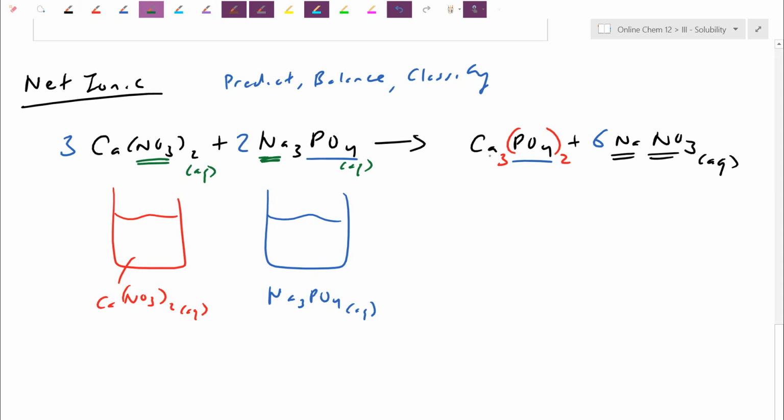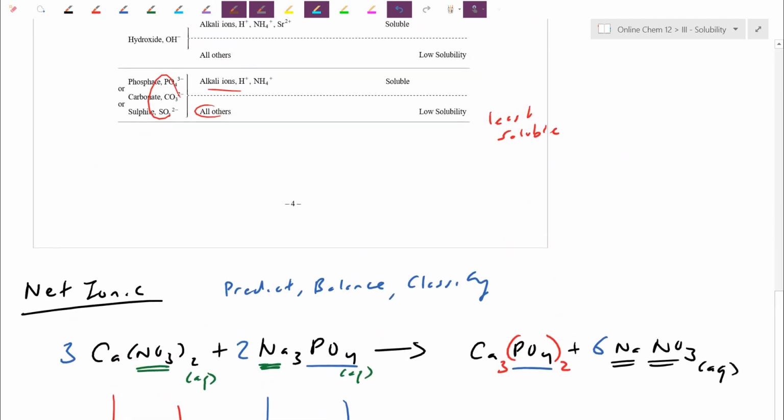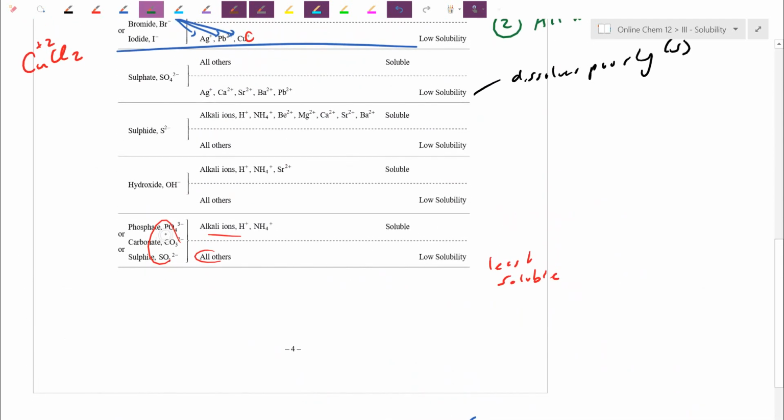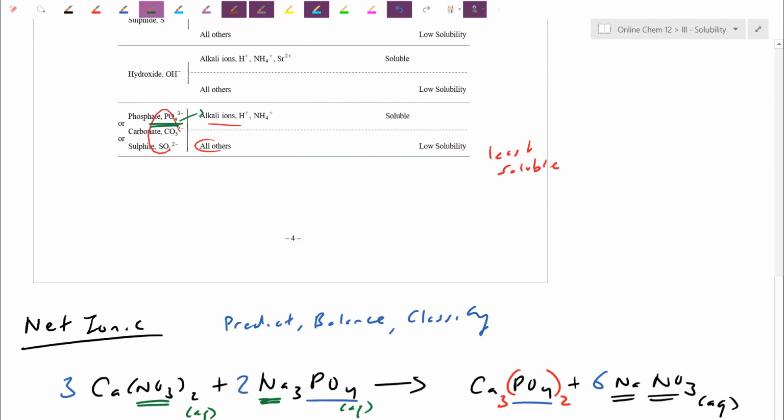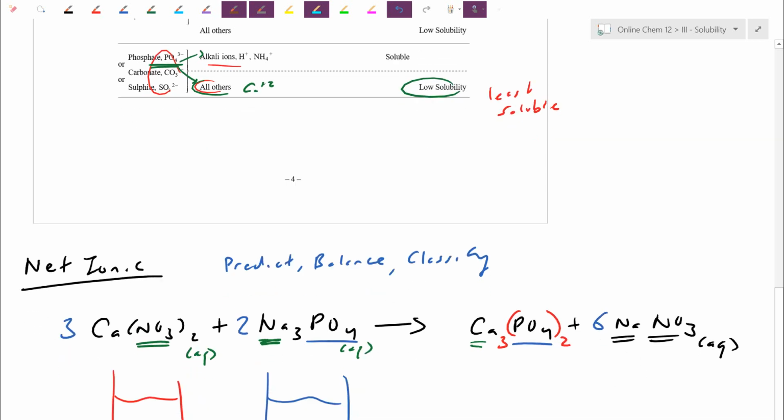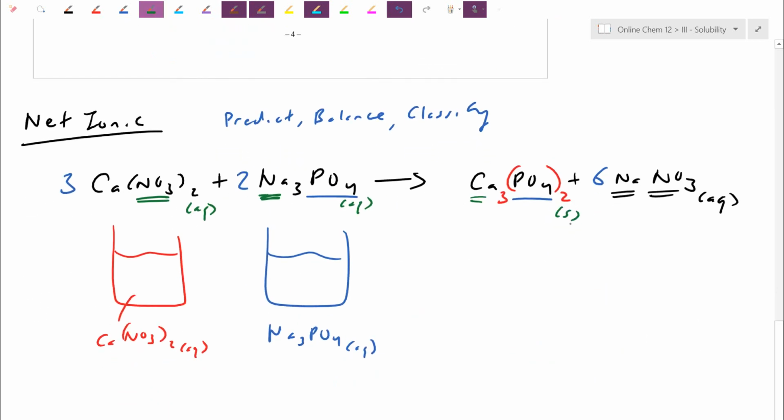I want to know whether when these ions are in solution, do they mix well or do they form a low soluble salt that doesn't dissolve easily. So you go up to your trusty chart here. Notice that phosphates is way low on the table here. Phosphates with alkali salts like sodium are soluble. Where would calcium be? Well, calcium would be captured in all others. Calcium with phosphate would actually be low soluble. This one here is actually a solid.